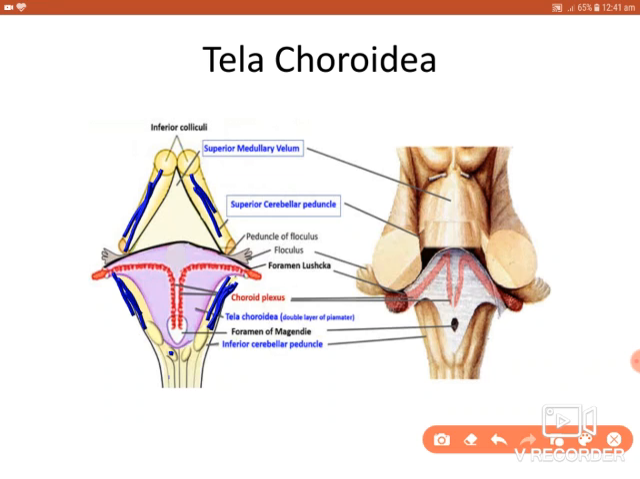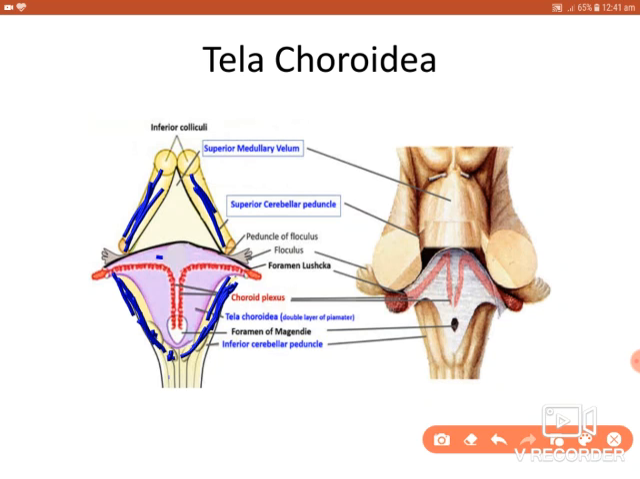This is the gracile and this cuneate tubercles. This is the gracile tubercle. This is the cuneate tubercle. Beneath lie the gracile and the cuneate nuclei respectively. This also comes under the infralateral boundary. This is the supralateral boundary, the superior cerebellar peduncle.